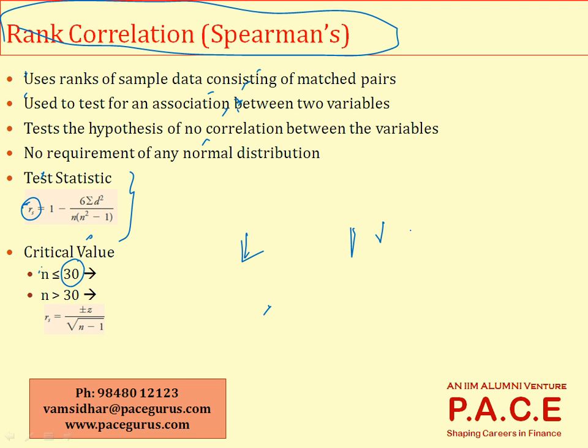If it is lying within that limit, I will go with the null hypothesis. If it is outside the limit, I will reject the null hypothesis and go with the alternate hypothesis, which says these two are not correlated.